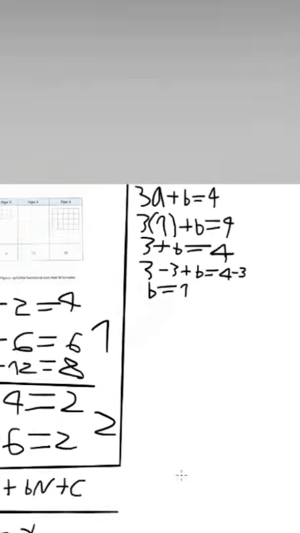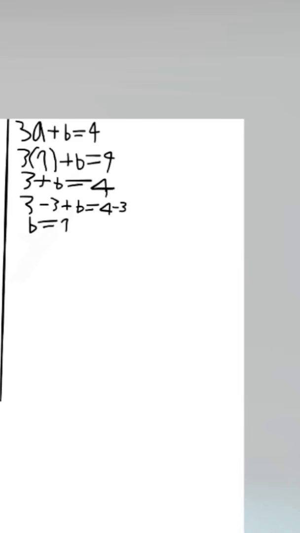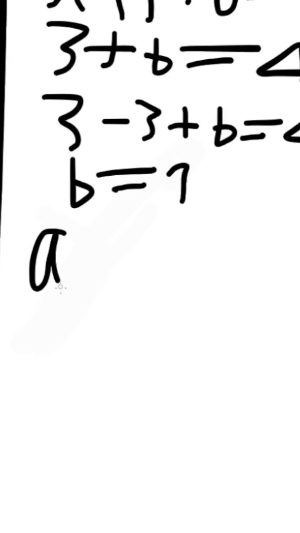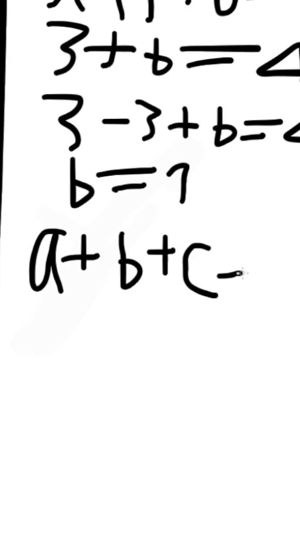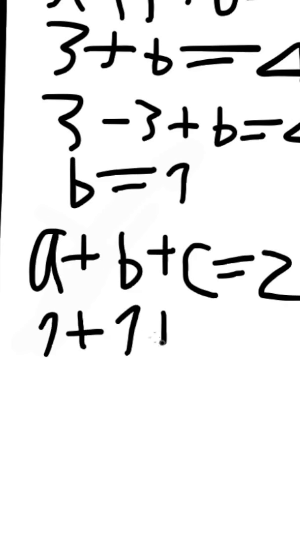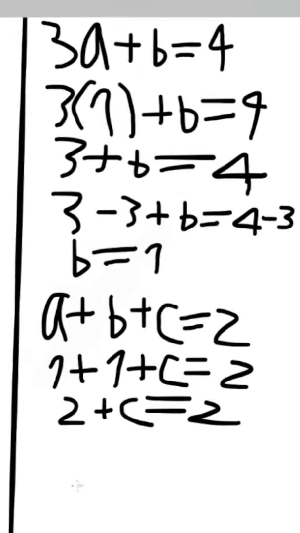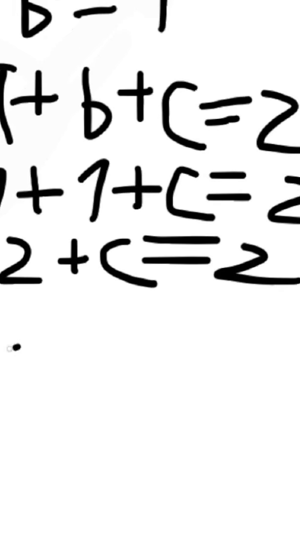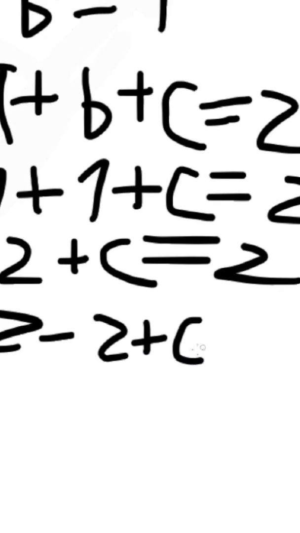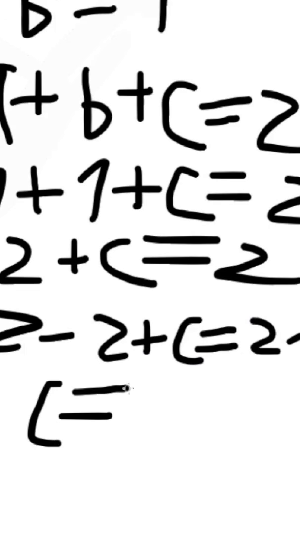Okay, and now finally, c. It can be found with a plus b plus c is equal to the first value. Or in other words, in our case, a plus b plus c is equal to 2. And we already have a and b, so 1 plus 1 plus c is equal to 2. Or in other words, 2 plus c is equal to 2. Now guess what we'll do? Yep, subtract 2 from both sides. 2 minus 2 plus c is equal to 2 minus 2. In other words, c is equal to 0.